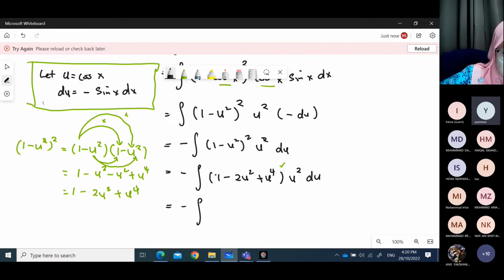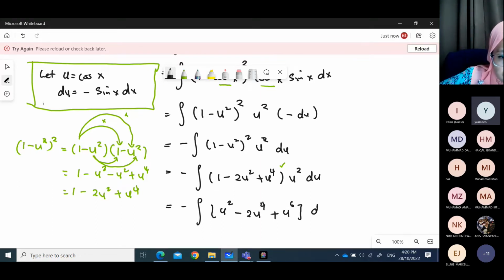Okay, so next. Negative. So dalam ni, you kembangkan lagi sebab kat luar ni ada u kuasa 2. So u squared times 1, we have u squared. So minus u squared times negative 2u squared, so we have negative 2u to the power of 4. Okay, so 2 plus 2 is 4. And then plus u to the power 4 times u squared. So we have plus u to the power of 6 du. Okay, so next.